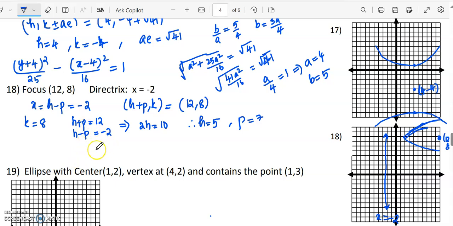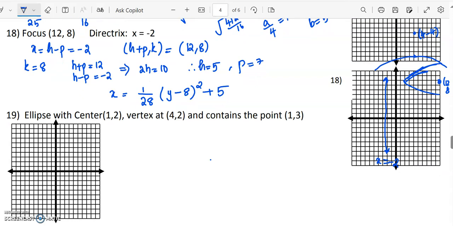So therefore the equation of the parabola will be x equal to 1 by 4p, 4p will be 28, times (y minus k) whole square, so we will get (y minus 8) whole square plus h, so h will be equal to 5. So that will be the equation of the parabola.